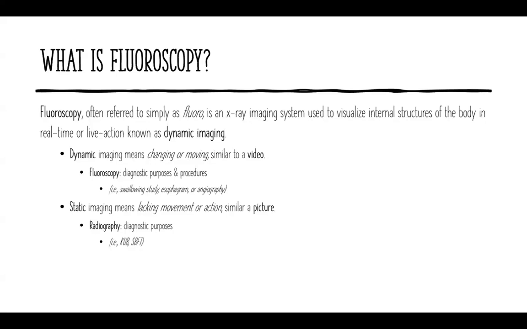So static imaging means it's lacking movement or action, similar to a picture. So static imaging is basically the pictures that we take, the X-rays that we take. So your KUBs, your hand X-ray, leg X-ray, any X-ray that's just X-ray, no motion, no movement. That's going to be your static image.